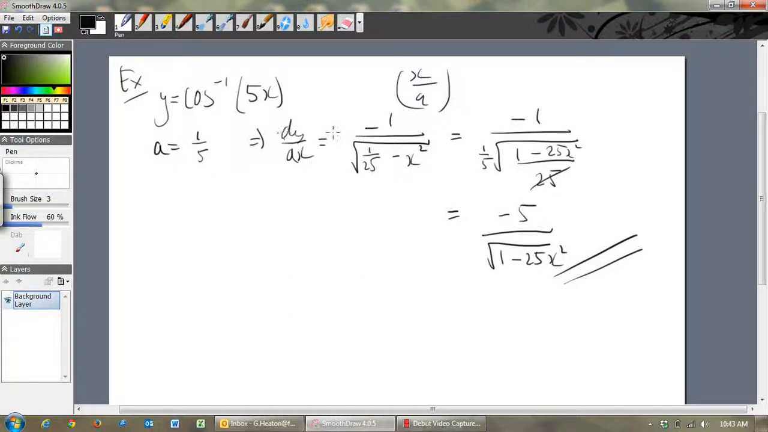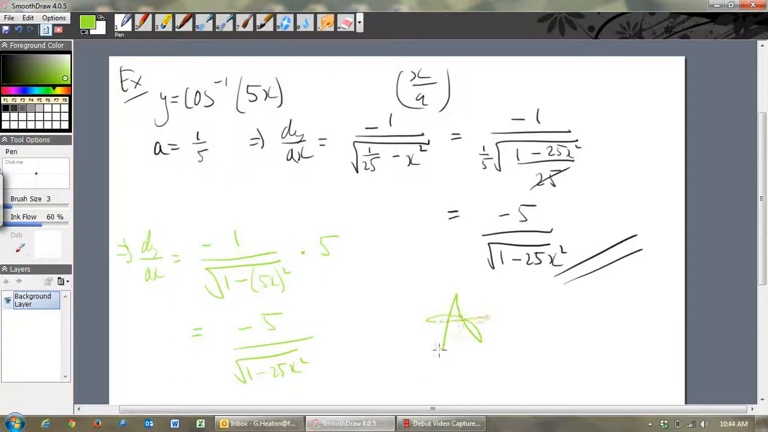Now, in this situation, it's actually easier to use the chain rule. So I'll just come down here. What would happen if I use the chain rule? Coming straight from that, I could just write dy/dx equals the derivative of the outside, which is -1 over the square root of 1 minus, and now we just leave the inside as it is, so it'll be 5x squared. Okay, so we've just used the chain rule. We've left it on the inside. We need to multiply by the derivative of what's inside. The derivative of what's inside is 5. And that's it, equals -5 over the square root of 1 minus 25x squared.